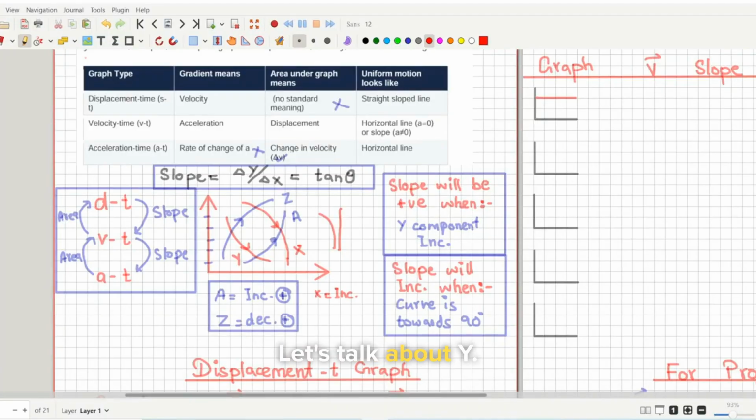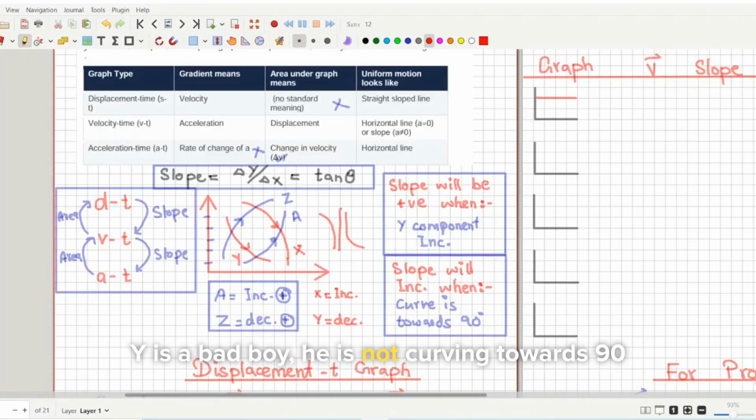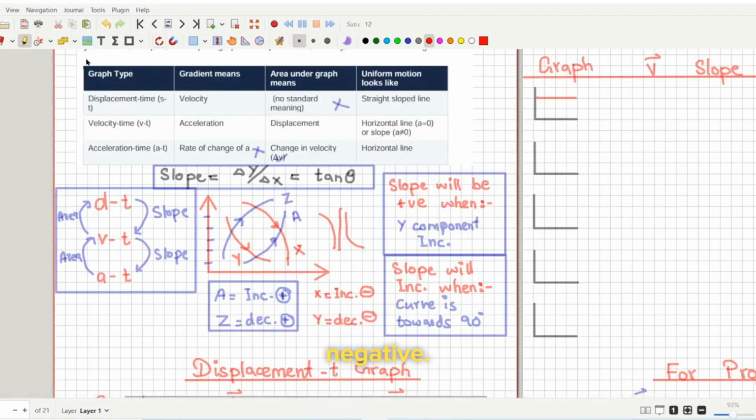Wow. Let's talk about y. As you can see, y is going away from 90 degree like this, so that's why y is decreasing. Y is a bad boy, he is not curving towards 90 degree, he is going away. That's why the slope for y is decreasing. What about sign conventions? As you can see, the y component for both x and y is decreasing. The slope would be positive if the y component increases, but for x and y, both are going downward, right? So that's why for x and y, both slopes are negative.